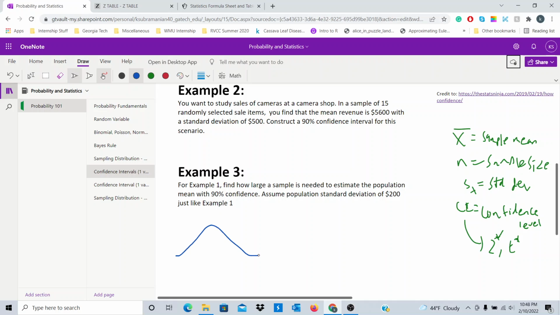So we have this bell curve, right? This center value is going to represent the sample mean, x bar, because this is the basis on which we're going to build our interval. This is like the starting point, right? So we're going to center at the starting point.